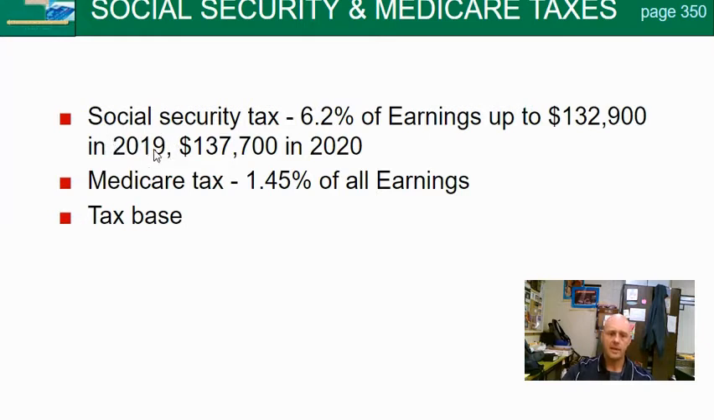In 2019, our current tax base is $132,900. If you go look at page 349 in your textbook, again, this is an older textbook, it's $87,000. So that amount keeps going up. Well, what does that mean?